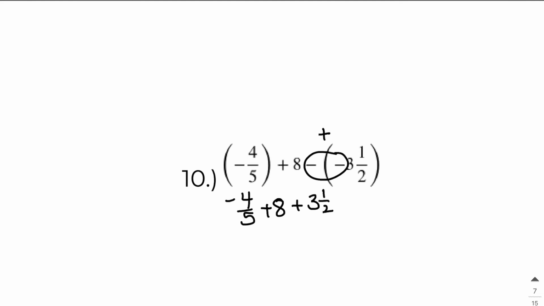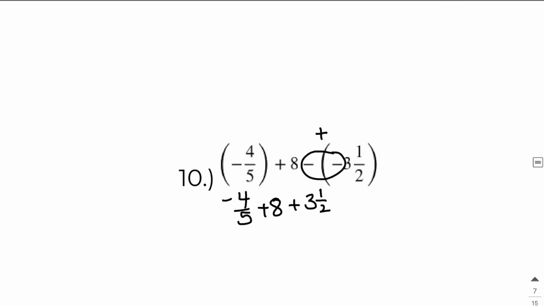Now, I'm going to rewrite this 3.5 as an improper fraction. I don't have to do that with negative 4/5 because it's not improper. The 8, I can just write it as 8 over 1, and then 3.5, just do 3 times 2, which is 6, and then add that 1, so I end up getting 7. So this right here is 7, or negative 4 over 5 plus 8 over 1 plus 7 over 2.